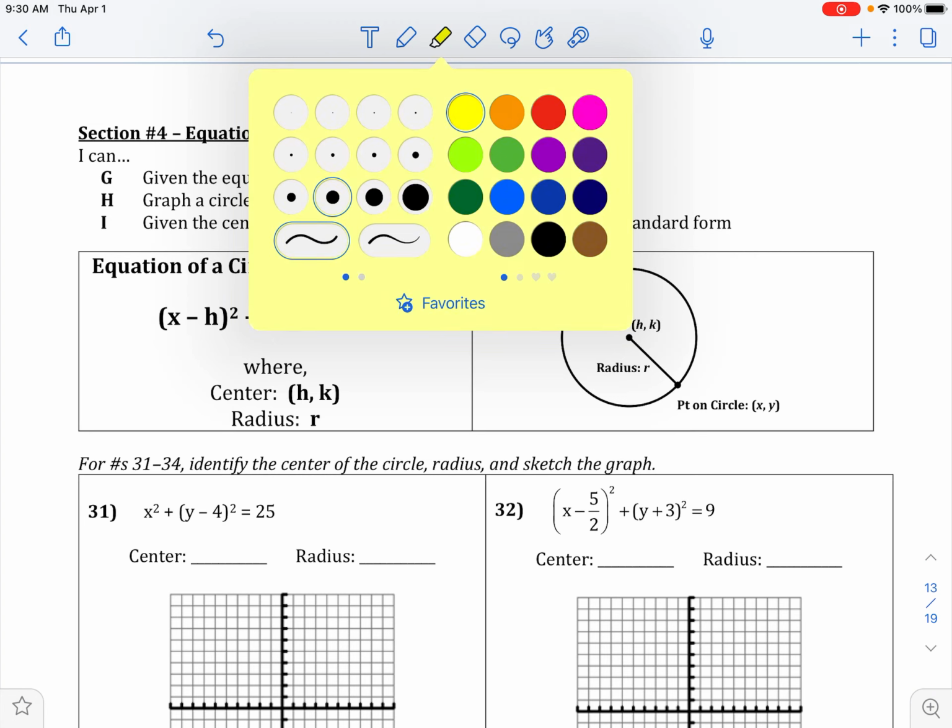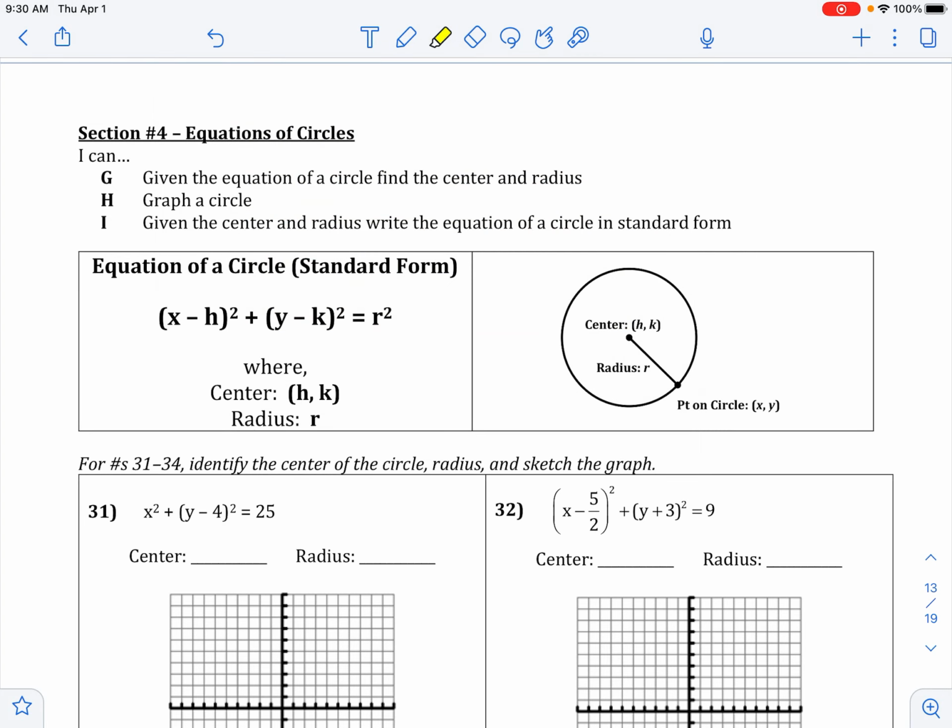So let's talk about standard form first. Standard form of the equation of a circle looks like this. We've got these two quantities squared. We have x minus h quantity squared plus y minus k quantity squared equals r squared. If the circle is actually centered at the origin, h and k could be 0, and so we could just see x squared plus y squared equals r squared.